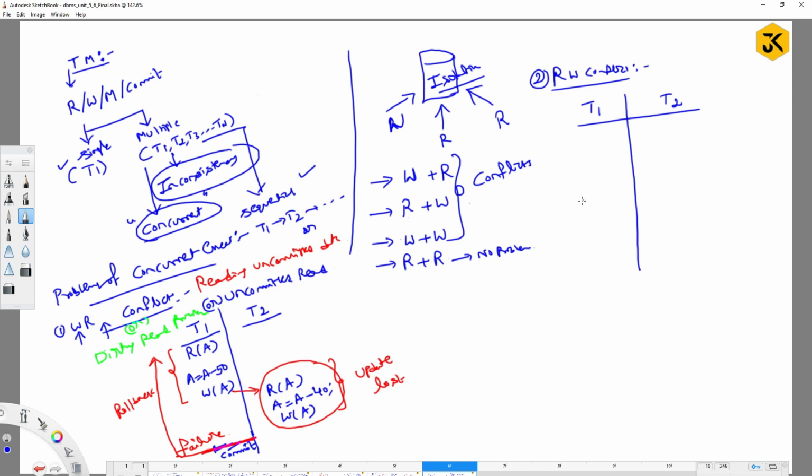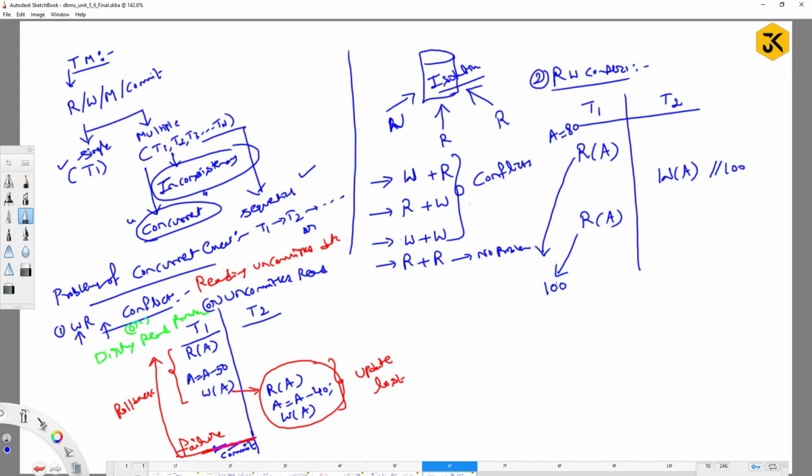For example, read of some variable a, then I perform write of a, and again I perform read of a. If you observe, read-write conflict means here I read the value of a, assume it is 80, and after some time write of a updates it to 100. Now if I perform the read of a, you are going to get 100.